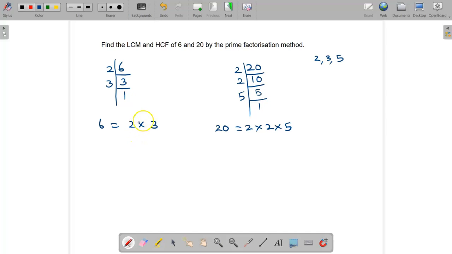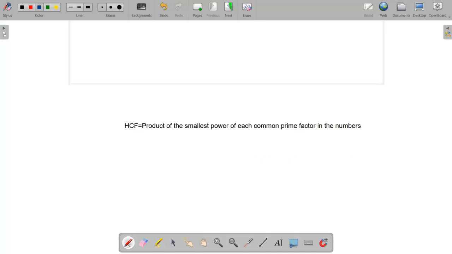So 6 is nothing but 2 into 3, and 20 is nothing but 2 into 2 into 5. Now we have to find the LCM and HCF. What do you mean by HCF? HCF is the product of the smallest power of each common prime factor in the numbers. We have 6, which is 2 into 3, and the number 20, which is 2 into 2 into 5.